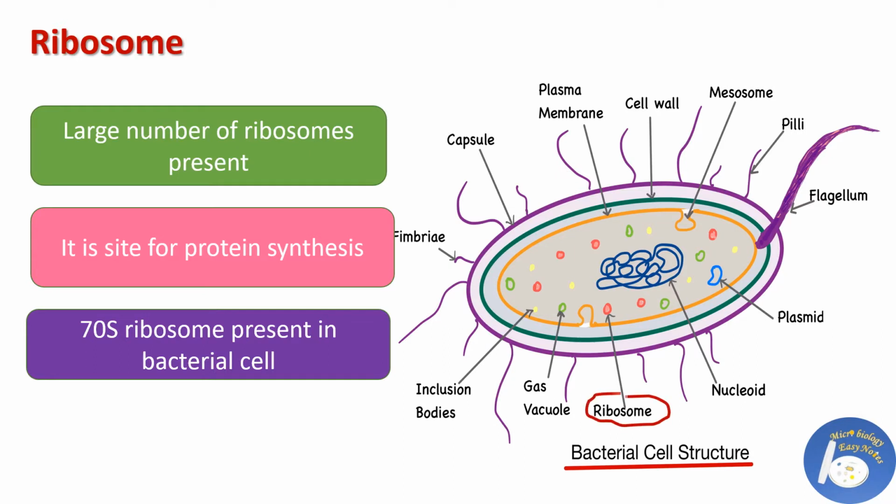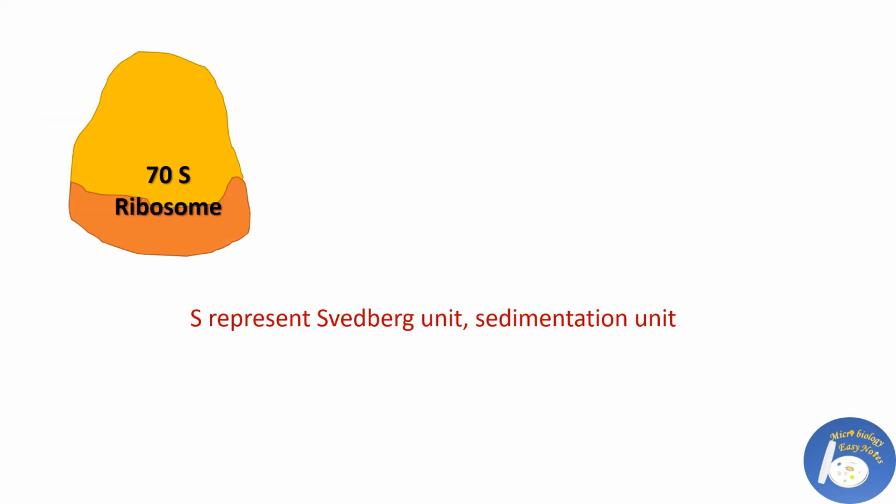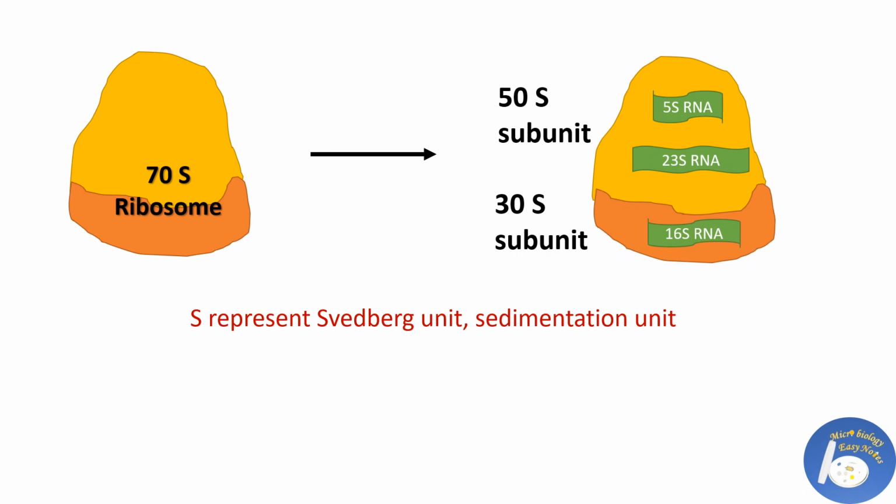The next entity of cytoplasm is the ribosome. A large number of ribosomes are present in a bacterial cell. This is the site for protein synthesis. The type of ribosome present in a bacterial cell is 70S. Bacterial ribosomes are called 70S ribosomes and are constructed of a 50S and a 30S subunit. The 50S subunit can be further divided into 5S RNA and 23S RNA. The 30S subunit contains 16S RNA.